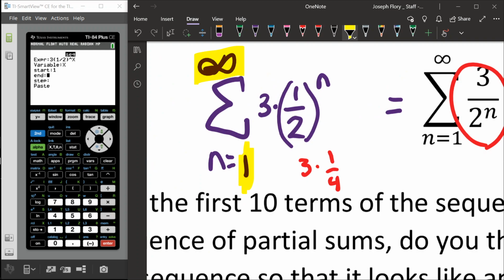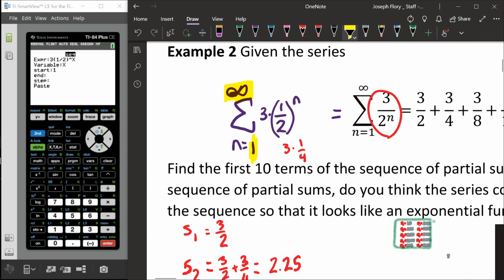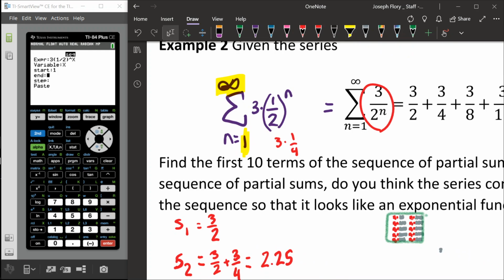It would be nice if there was an infinity button, but on our 84s there's not. And so looking at our problem, we want to go to the first 10 terms. So we're going to look at our first 10 partial sums. All right, and the nice thing about our calculator is it's going to give us all 10. It's not just going to give us S sub 10. It's going to give us all of them in a list. All right, we're going to step by ones. We don't want any decimal values in a sequence.